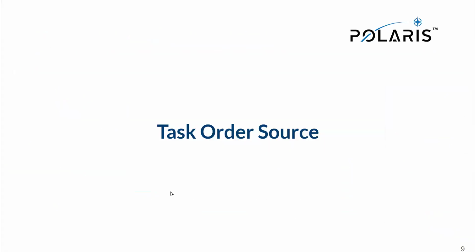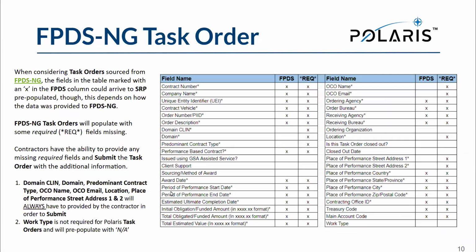Now let's look at how contracts are entered into SRP. There are 2 ways to get task orders into SRP. One way is automatically through FPDS and Assist, while the other is manually through a form entry in SRP. We recommend waiting for your orders to come into the system automatically. This will save you the trouble of manually entering data into SRP. It also helps to maintain data integrity.